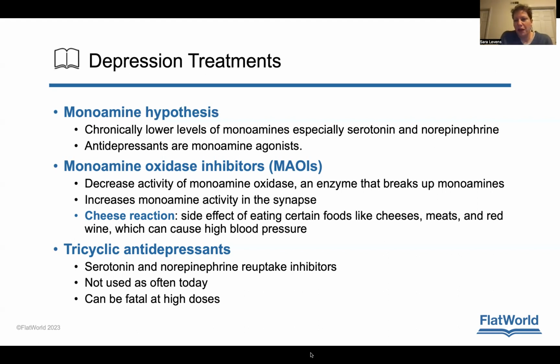So certain types of foods and everything can interact with MAOIs, so you want to be paying attention to diet in that way. Then you also have tricyclic antidepressants. These are another class of medications that are serotonin and norepinephrine reuptake inhibitors. They are not used quite as often today because they can actually be fatal at high doses, so these typically aren't prescribed as much.